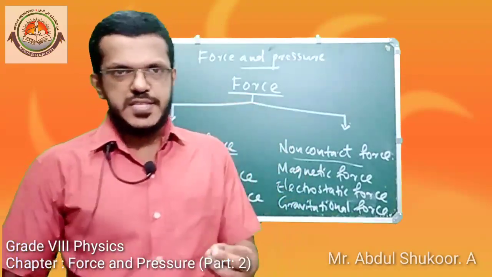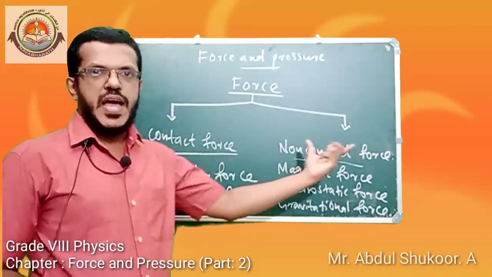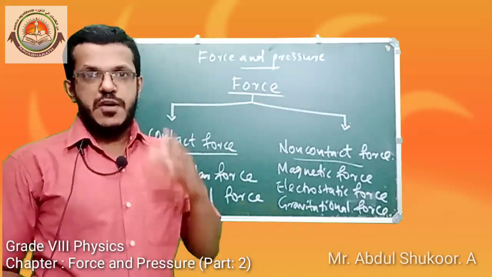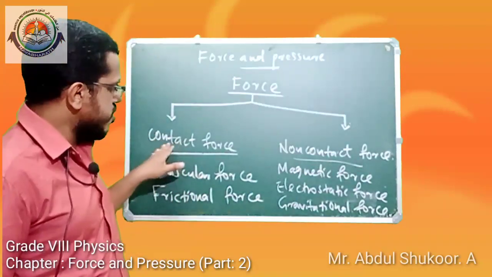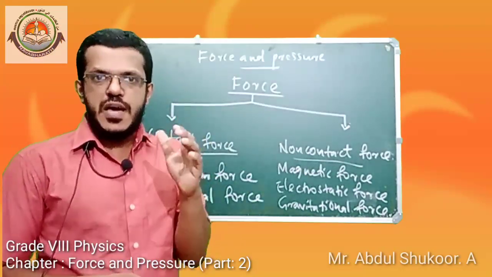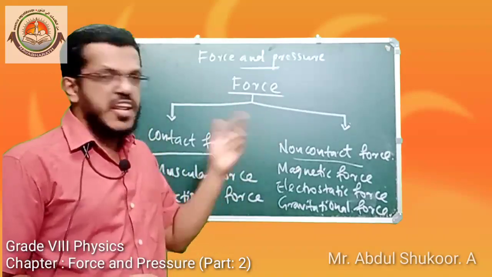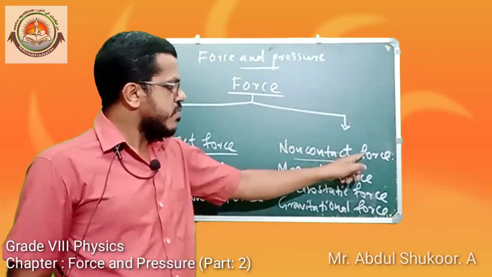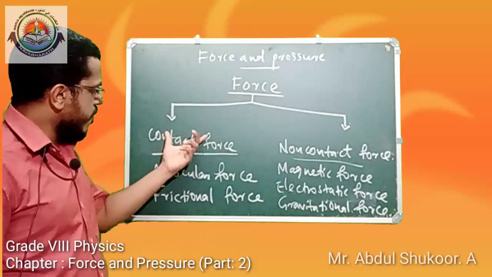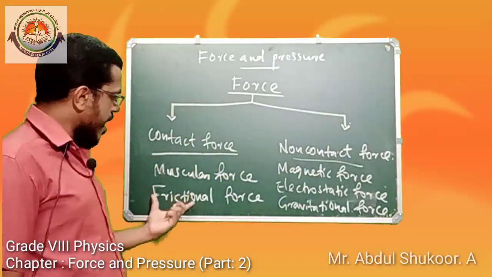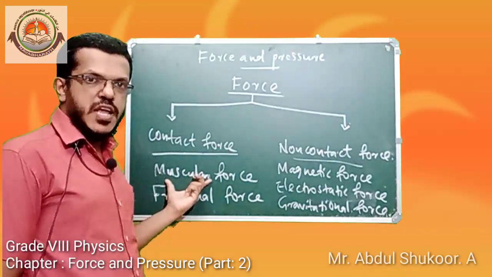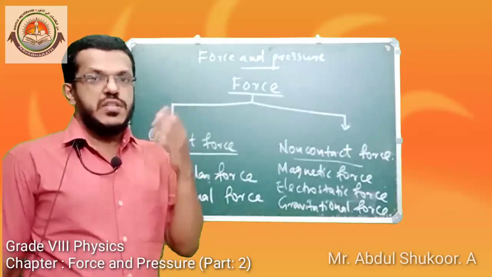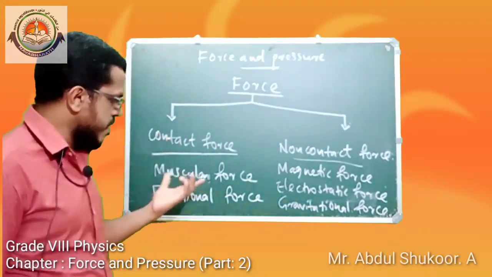These are the main topics we discussed here. Okay, let's conclude. Today we mainly discussed what contact force and non-contact force are. The force acting between two objects with physical contact is known as contact force. If the force acts between two objects without any physical contact, it is known as non-contact force. Examples of contact force are muscular force and frictional force. Muscular force is the force acting on an object through the action of muscles.